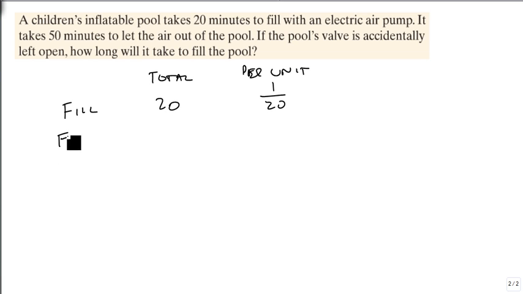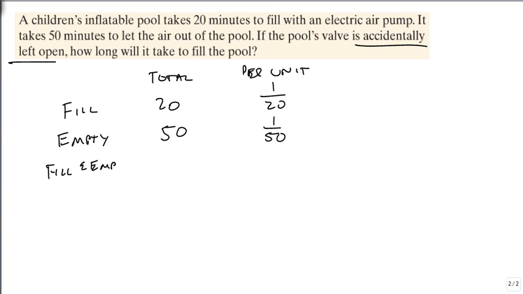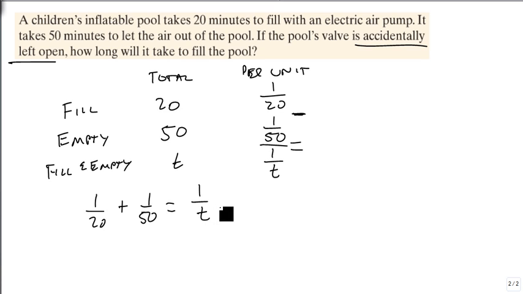If we let it empty by just opening up the valve, it takes 50 minutes to empty. And so the question is, if we try and fill it, but we leave the valve accidentally open, how long is it going to take to fill? And that's t, or 1 over t. And so we do the same thing, we put our equal right here between the two, but instead of adding, we're going to subtract. So we get 1 over 20 minus 1 over 50 equals 1 over t.